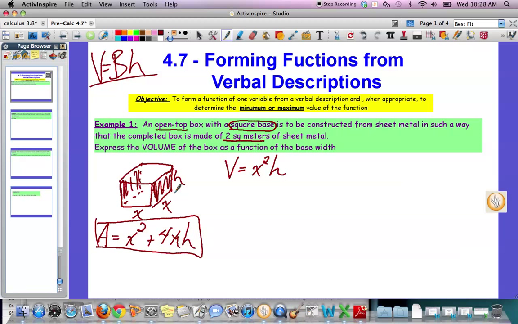X times h. We have 4xh. They tell us that the area is 2. So I know that x squared plus 4xh has to equal 2. That's the second piece that I have to know.